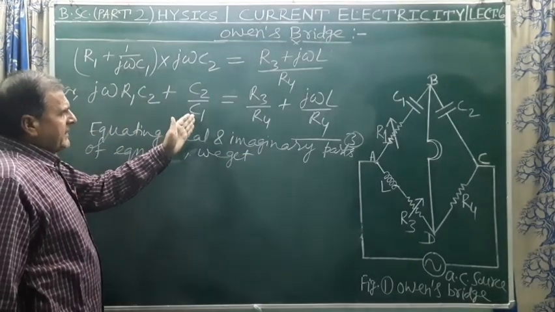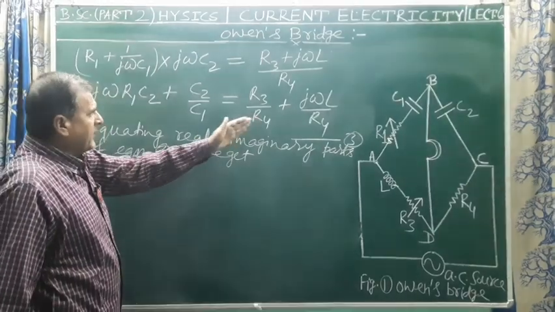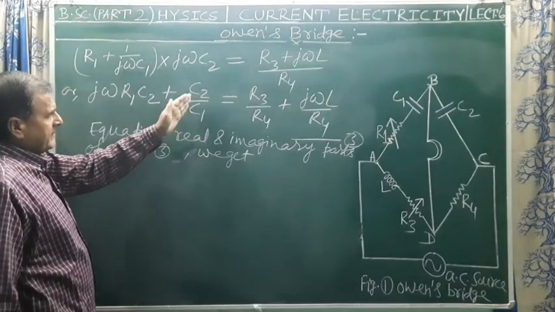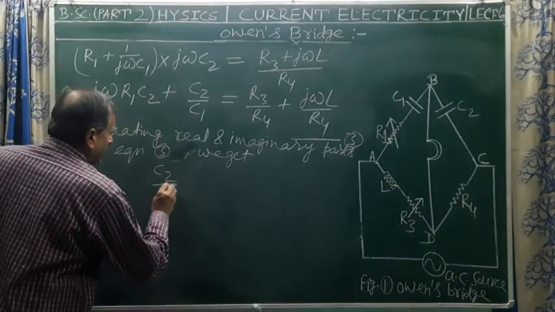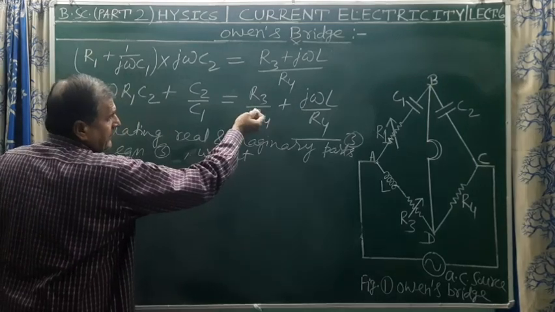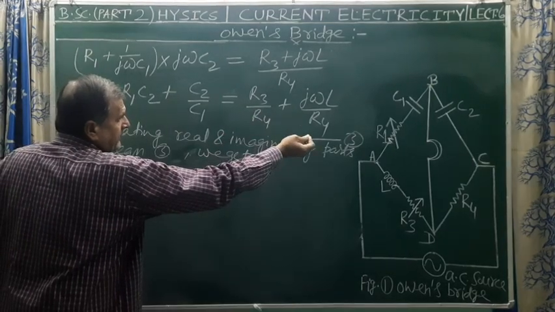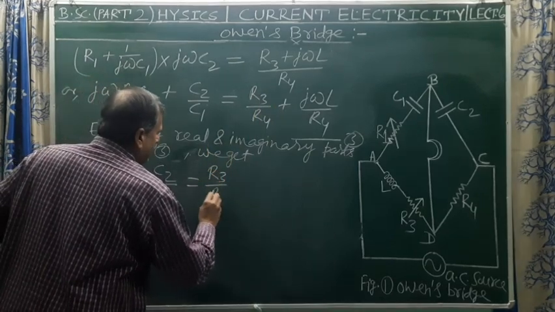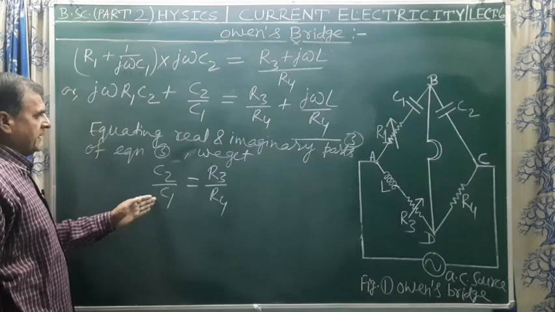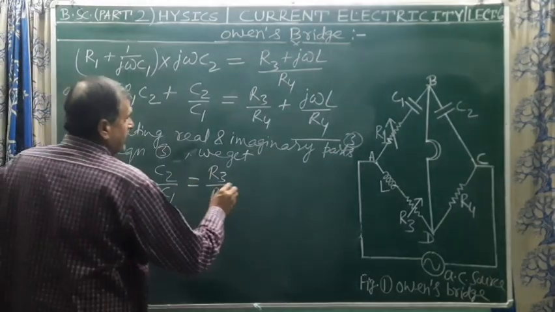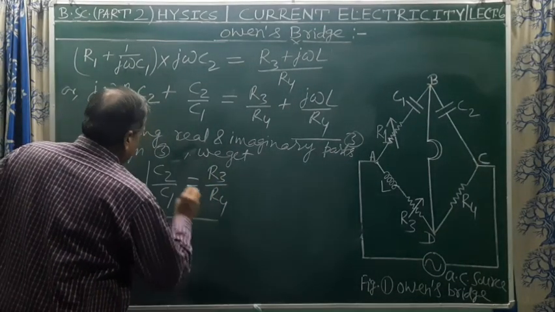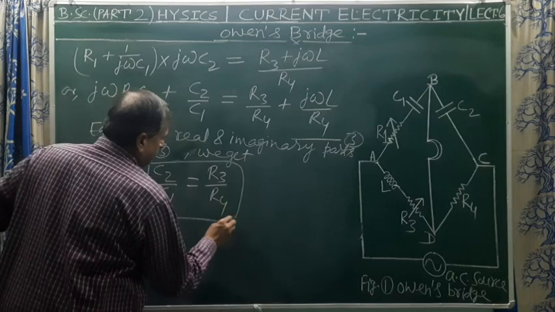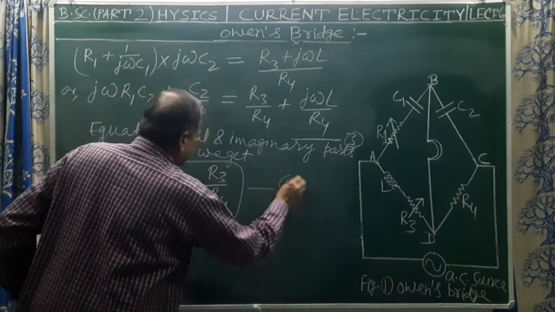The real part in the LHS of equation 3 will be equal to the real part in the RHS. So the real part in equation 3 is C2 by C1, therefore C2 upon C1 equals the real part in the RHS of equation 3, which is R3 upon R4. Therefore C2 upon C1 is equal to R3 upon R4, and we have obtained this condition given by equation number 4.